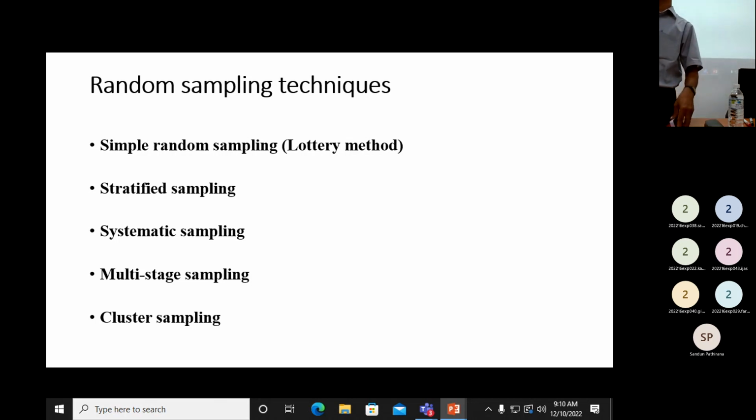Lottery winners are selected based on this method. Therefore, this is called lottery method.